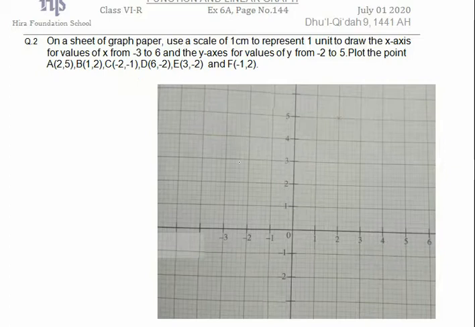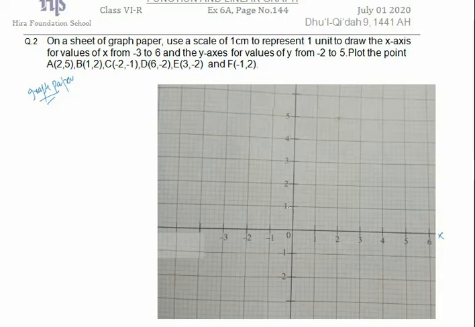Actually you have to do this work on your graph paper. You have to use graph paper, and I am going to show you how we work here on the graph paper. So we apply the coordinates over the graph paper one by one. Letter A says 2 and 5. So the value of x is 2, and it is plus 2.